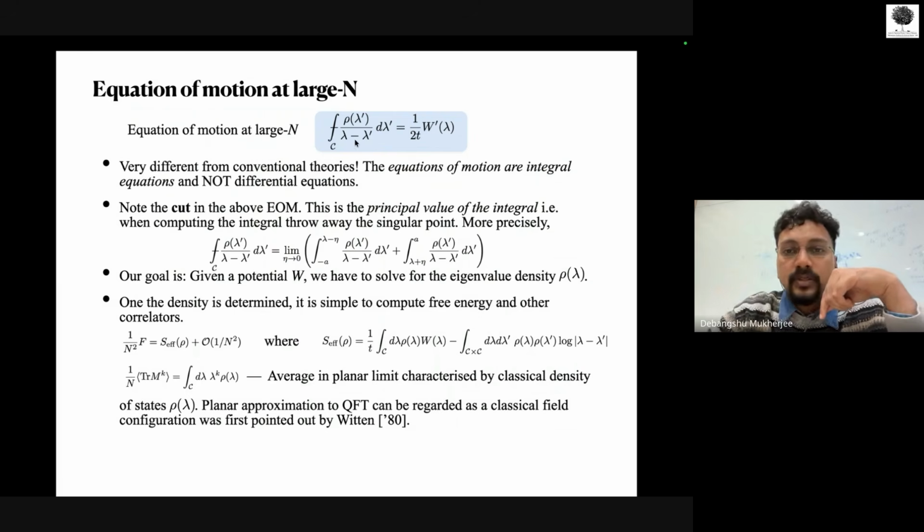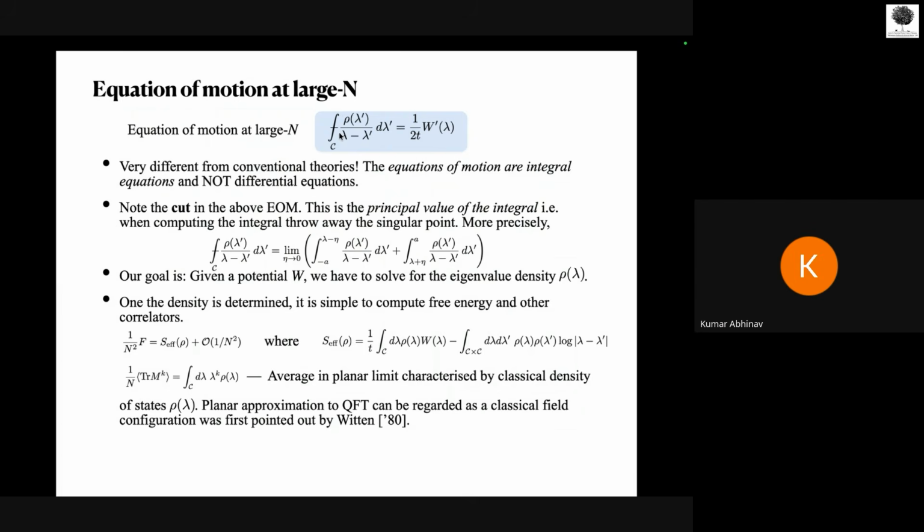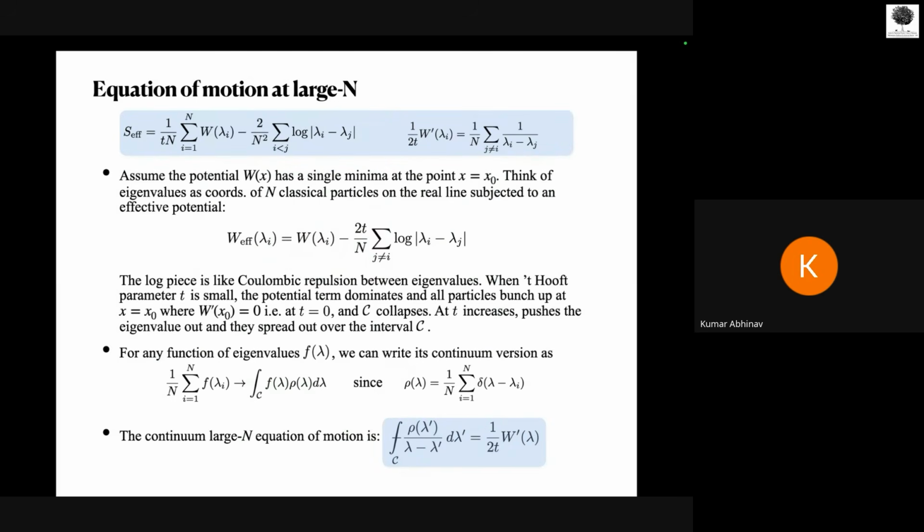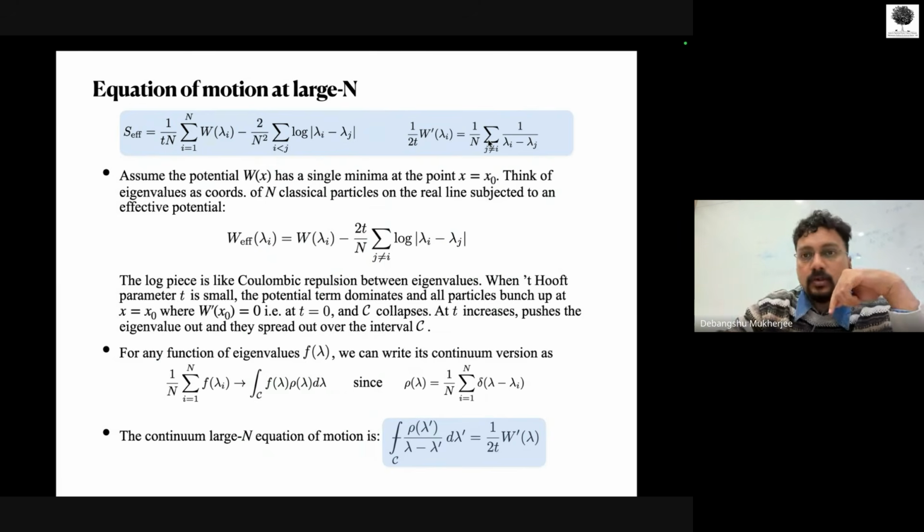So now that we have got this integral equation, which is not a differential equation, just a naive question: how do you derive the equation of motion in this case? The same variational principle? Yes, you can do it. So one way is, you can just see 1 by n sum over 1 by lambda i minus lambda j. Lambda i minus lambda j is precisely this f. So you replace f with the integral of f of rho of lambda and you get this.